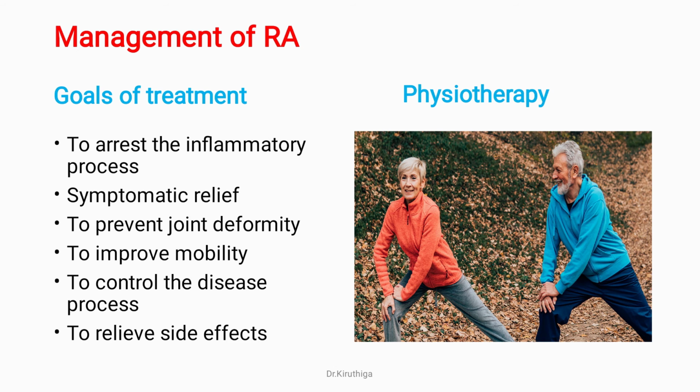So rheumatoid arthritis is a chronic inflammatory condition affecting many joints, leads to polyarthritis, and there is presence of autoantibodies. So the main aim is to arrest the inflammatory process. As long as there is inflammation around the joint, the pathology goes to the next level. It leads to deformity and it affects the mobility of the patient. So controlling the disease process is very important while treating rheumatoid arthritis.